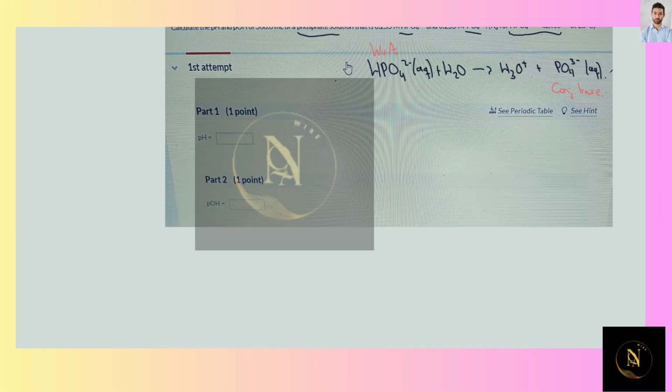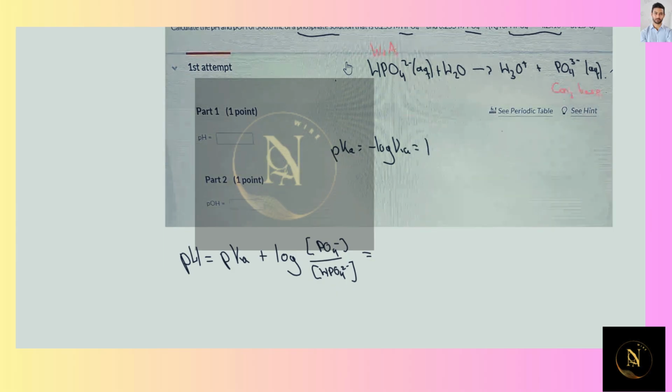For that reason, we can employ directly the Henderson-Hasselbalch equation, which tells us that the pH is going to be equal to the pKa plus the logarithm of the concentration of the conjugate base, in this case phosphate, divided by the concentration of the weak acid, HPO4 2-. The pKa for this compound is going to be equal to minus the logarithm of Ka, which is equal to 12.377. So the result will become 12.377 plus the logarithm of the concentrations of the phosphate.